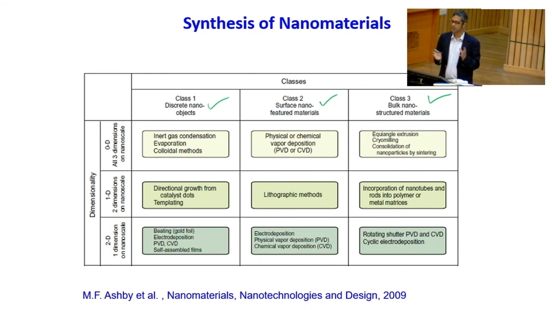You can also do rotating sorter, PVD or CVD, cyclic electrodeposition, so that a bulk, thicker material is possible, right? So these are all the different routes that are used. Now we are going to discuss some of these routes. There are even many, many routes which we have not been discussing.